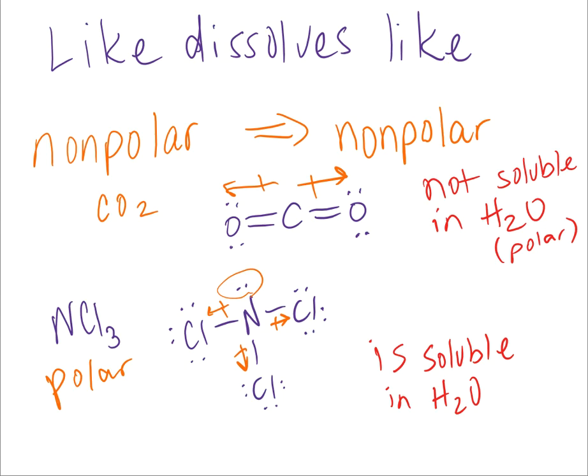So when you're looking at covalent compounds, you want to look at what type of compound. If it's nonpolar, it's going to be soluble in things that are nonpolar. If it's polar, it's going to be soluble in things that are polar. If it's nonpolar, it will not be soluble in things that are polar.